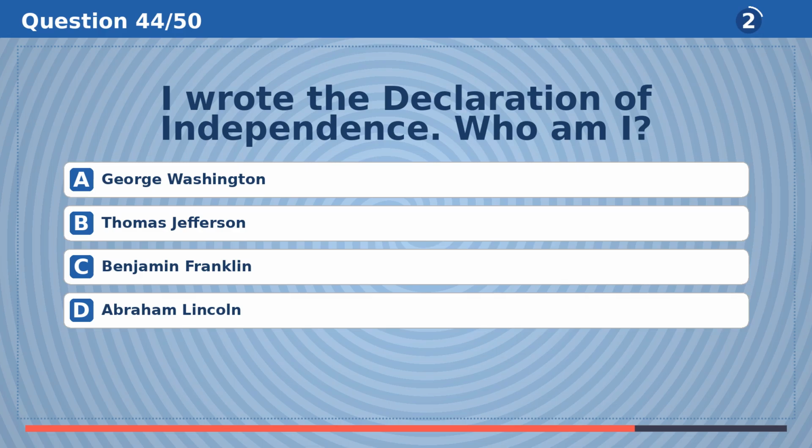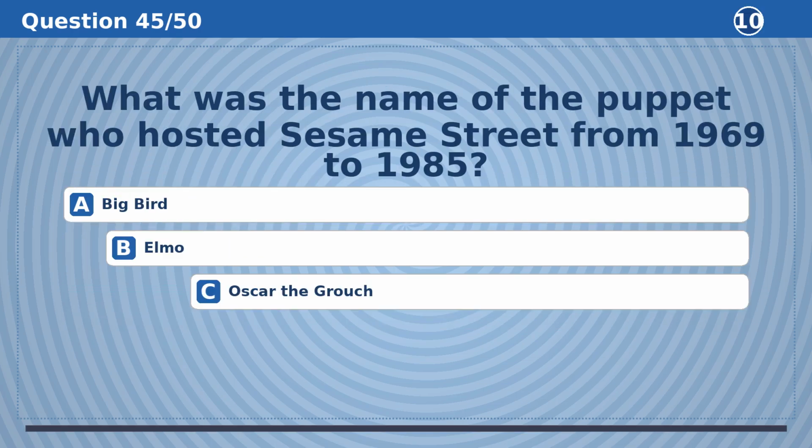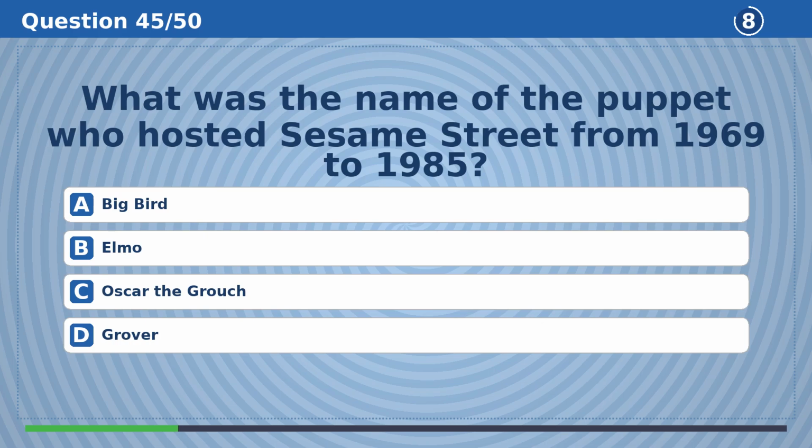I wrote the Declaration of Independence. Who am I? The answer is B, Thomas Jefferson.